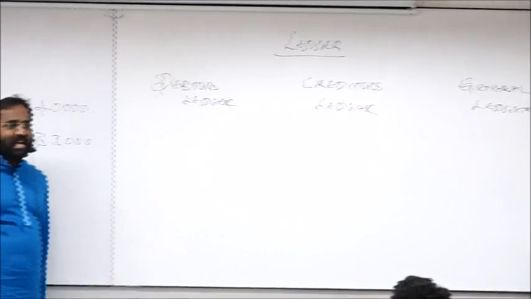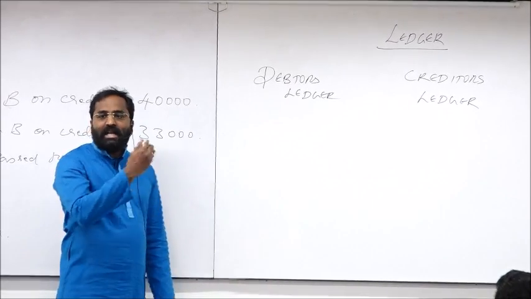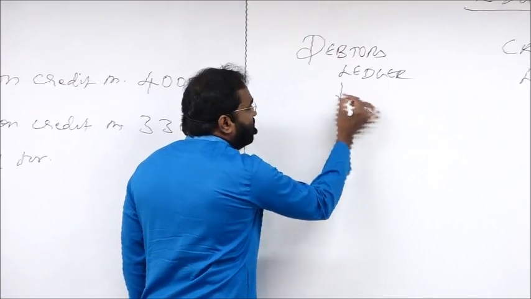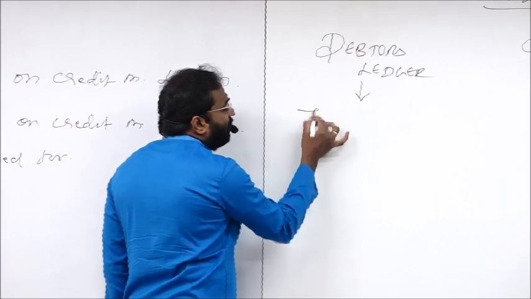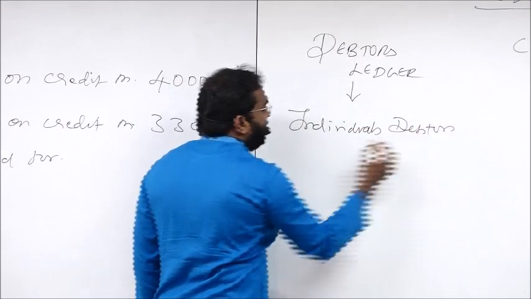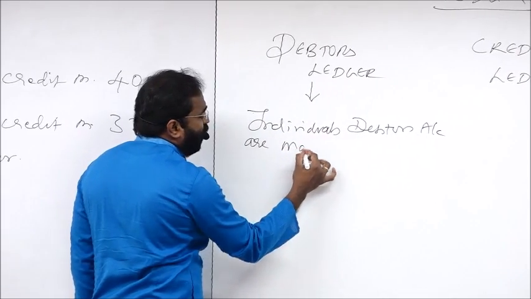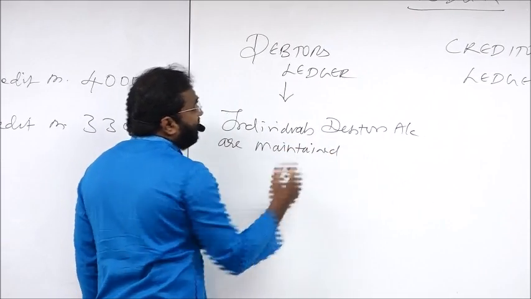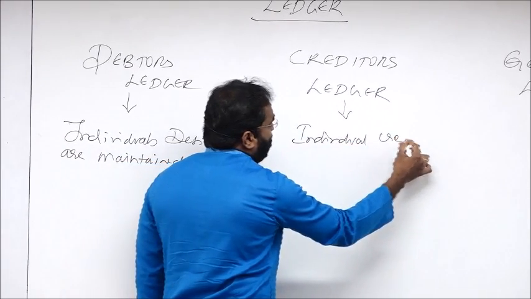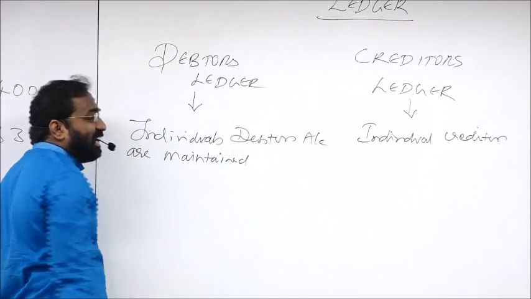Big organizations, wherein the volume of transactions is very high, divide the ledger into three parts: debtors ledger, creditors ledger, and general ledger. In the debtors ledger, individual debtors ledger accounts are maintained. In the creditors ledger, individual creditors accounts are maintained. Creditors means suppliers. Debtors are our customers.